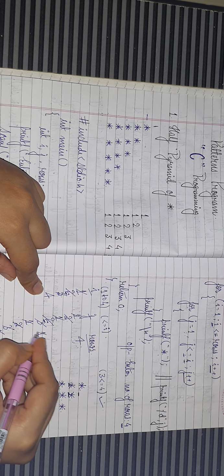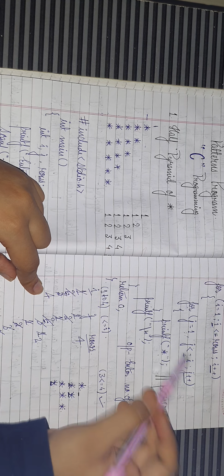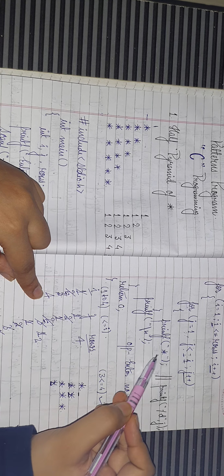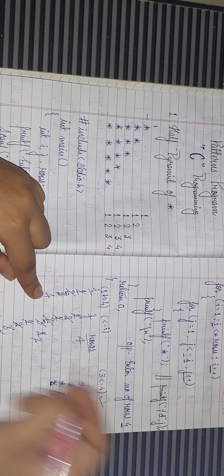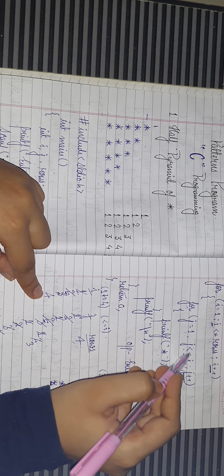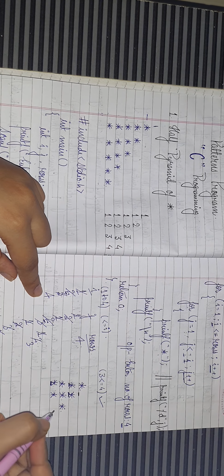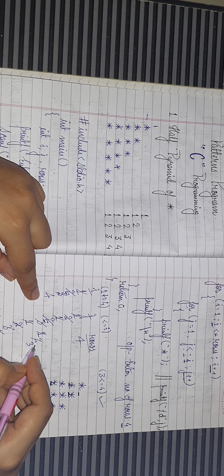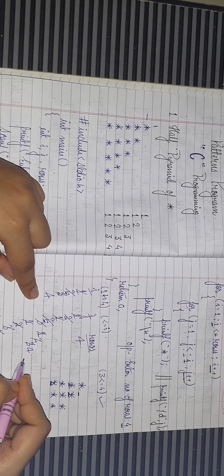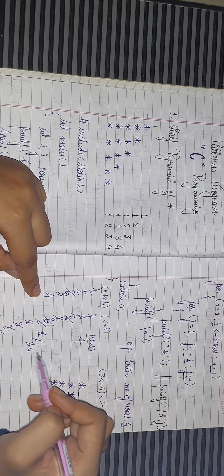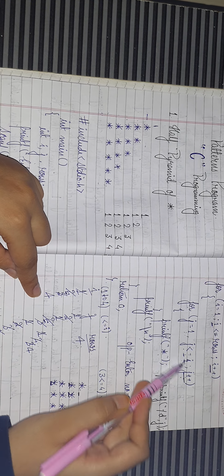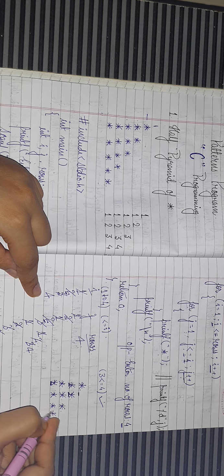Now again the j value will be incremented to 2. So is 2 less than 4? Yes, so print star. Now again the j value will be incremented to 3. Is 3 less than or equal to 4? Yes, star will be printed. Now again the j value is incremented to 4. Is 4 less than or equal to 4? Yes, the condition is true. Star will be printed.